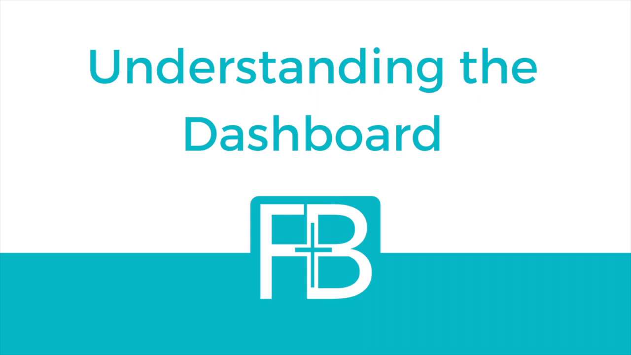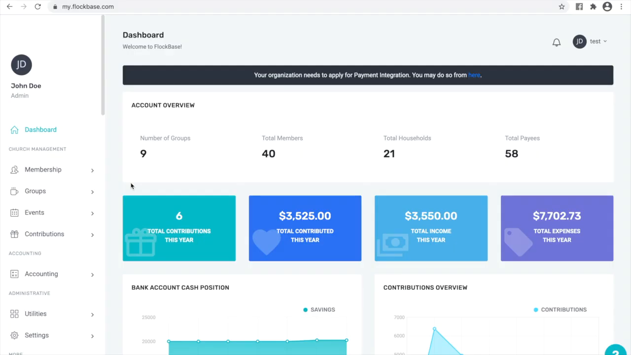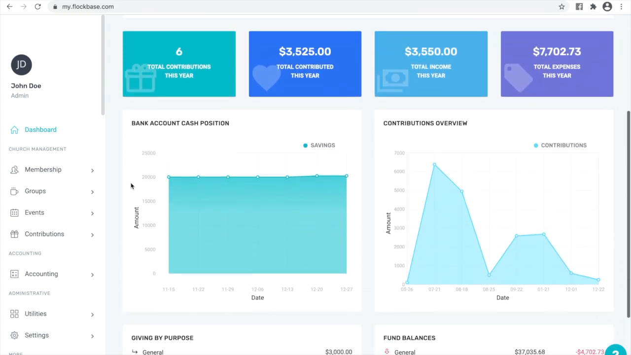Today we're going to talk a little bit about the dashboard, the main screen that you'll see first every time you log into FlockBase. The dashboard exists to give you some at-a-glance information as soon as you log in. The version of FlockBase that we're going to be looking at is the Combined program, which is available on all of our online plans and on the Combined desktop program.